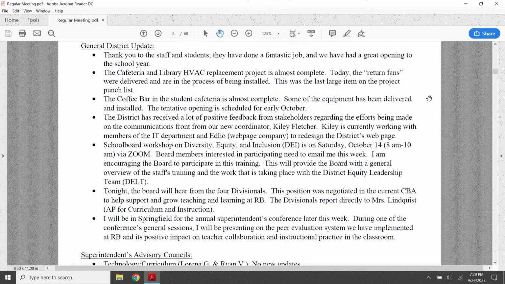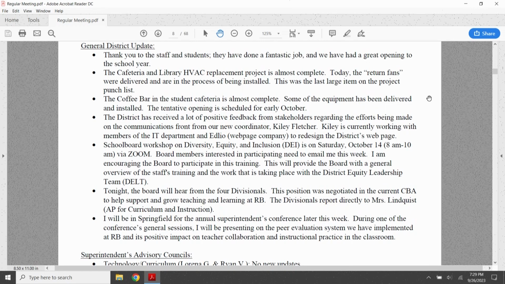School board workshop on diversity, equity, and inclusion is on Saturday, October 14th, again via Zoom. I think we have three board members signed up for that. Board members interested in participating need to email me this week. I'm encouraging the board to participate if your schedule permits. This will provide the board with a general overview of the staff's training and the work that is taking place with the diversity equity leadership team at RB.